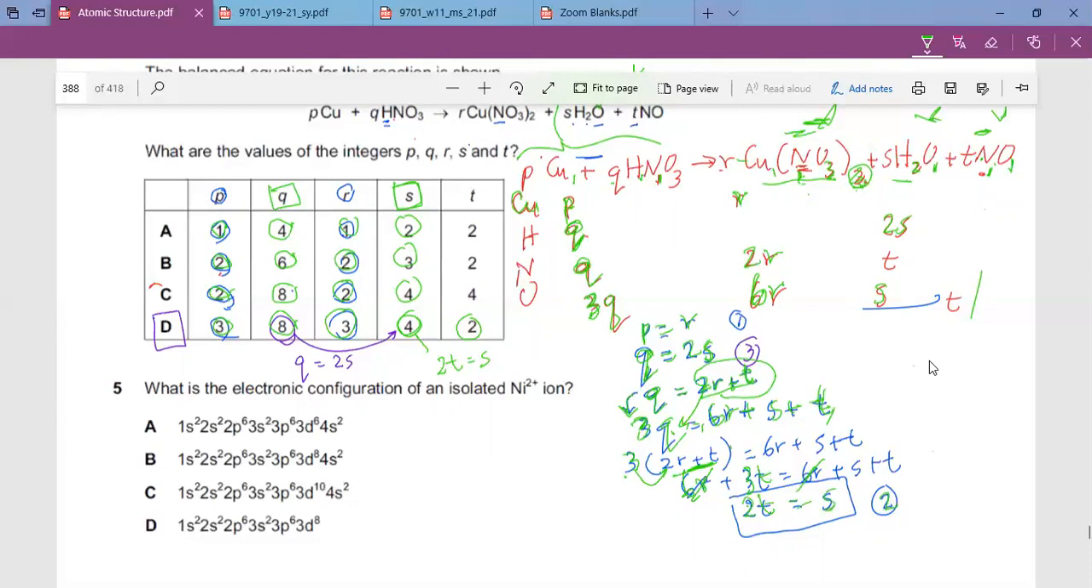I want to find T, isn't it? Sorry, S is equal to 2T. So I cannot say S equals T. S equals 2T, isn't it? T is 2, so the answer is D. By elimination, because it's all ideas on mathematics. So we are halfway there.